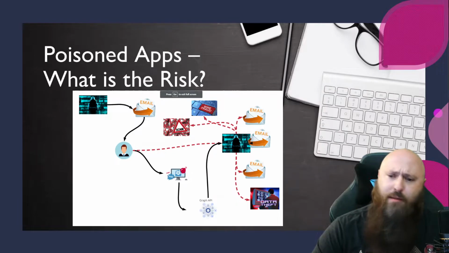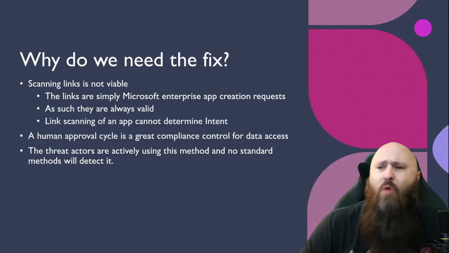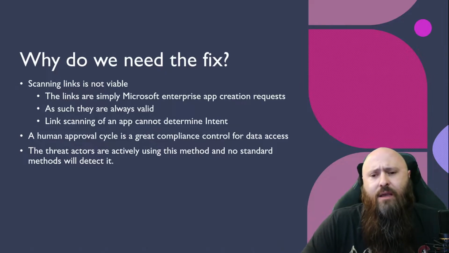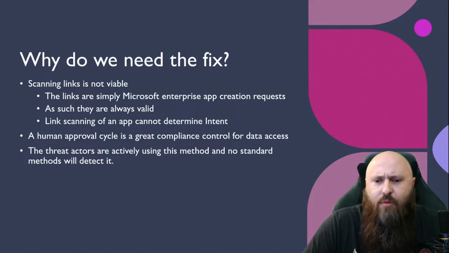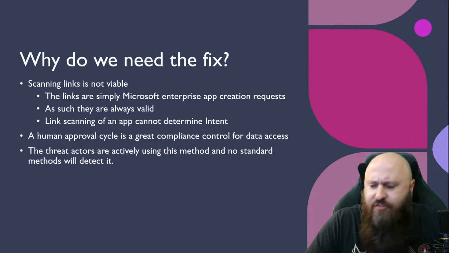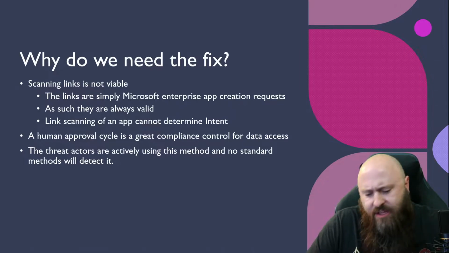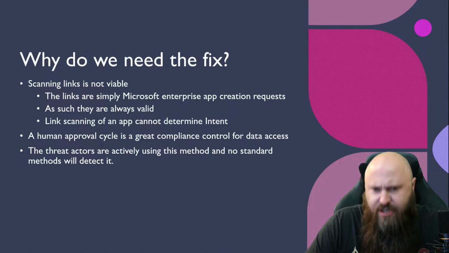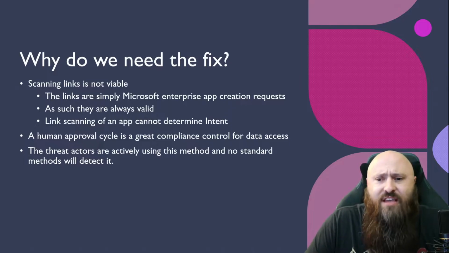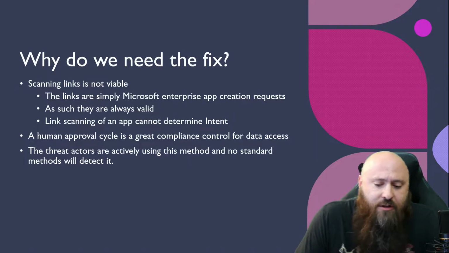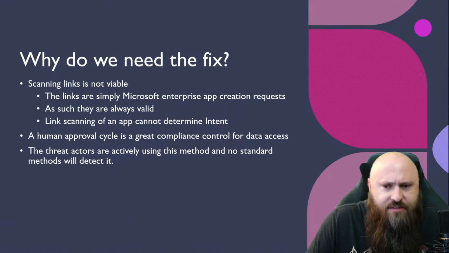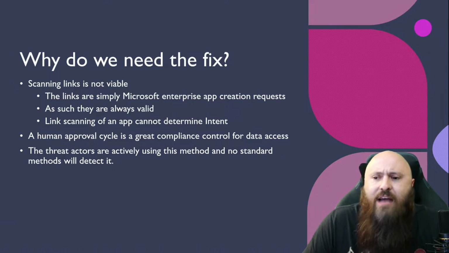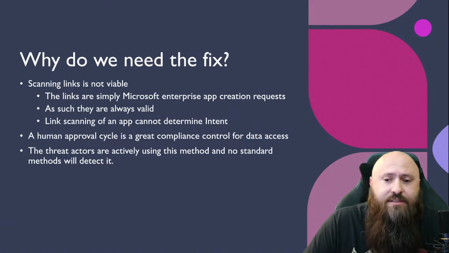Right? And so it's a real problem. But why do we need the fix? Well, scanning links in the traditional email gateways just aren't very viable. I mean, they can certainly find heuristics about different language, and they can find certain things about the application ID down the road, but really they're just scanning and it says, yeah, that's a Microsoft app, and when I click on it, it doesn't do anything malicious in our scanning systems, right? And so as a result, they're always valid links.